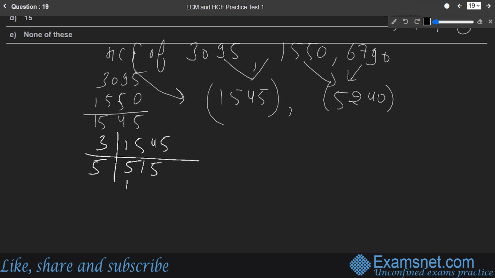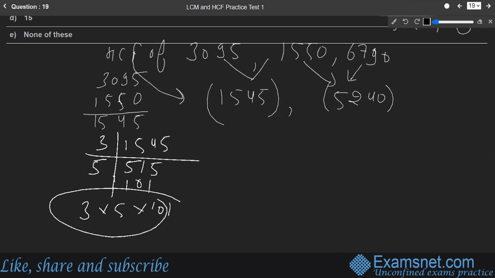If we divide by 5, it's coming out to be 101. Okay, so we can leave it like that also. 3, 5, and 101. It's because 101 seems to be a prime number. So the factors are 3 into 5 into 101. These are the factors of 1545.